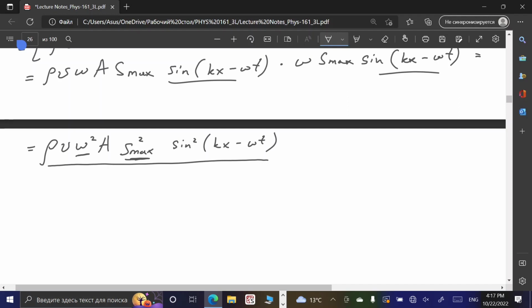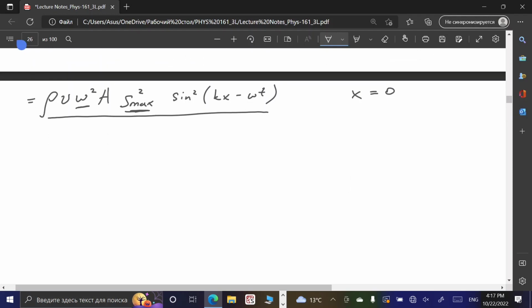And for convenience, we can pick any x, but let us pick x equals 0, so it will reduce the equation. So power at x equals 0 will be rho times v times omega squared times S maximum squared times area times sine squared. kx will be 0, so it will be minus omega t. So that's the function which we are going to work with.